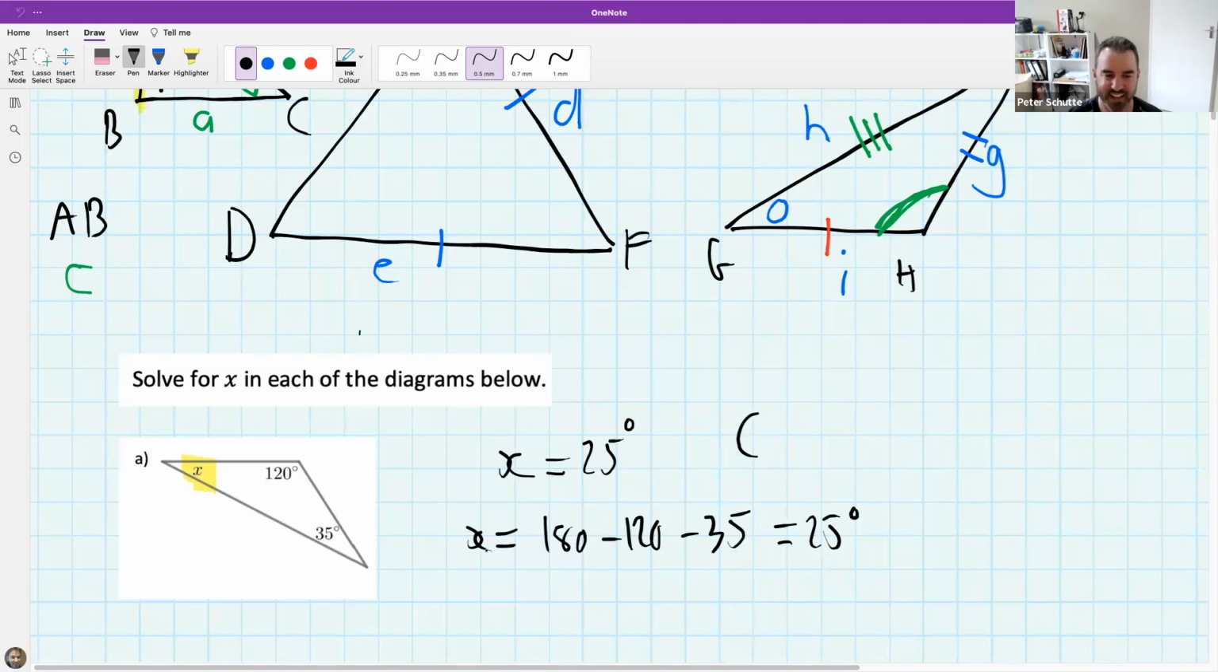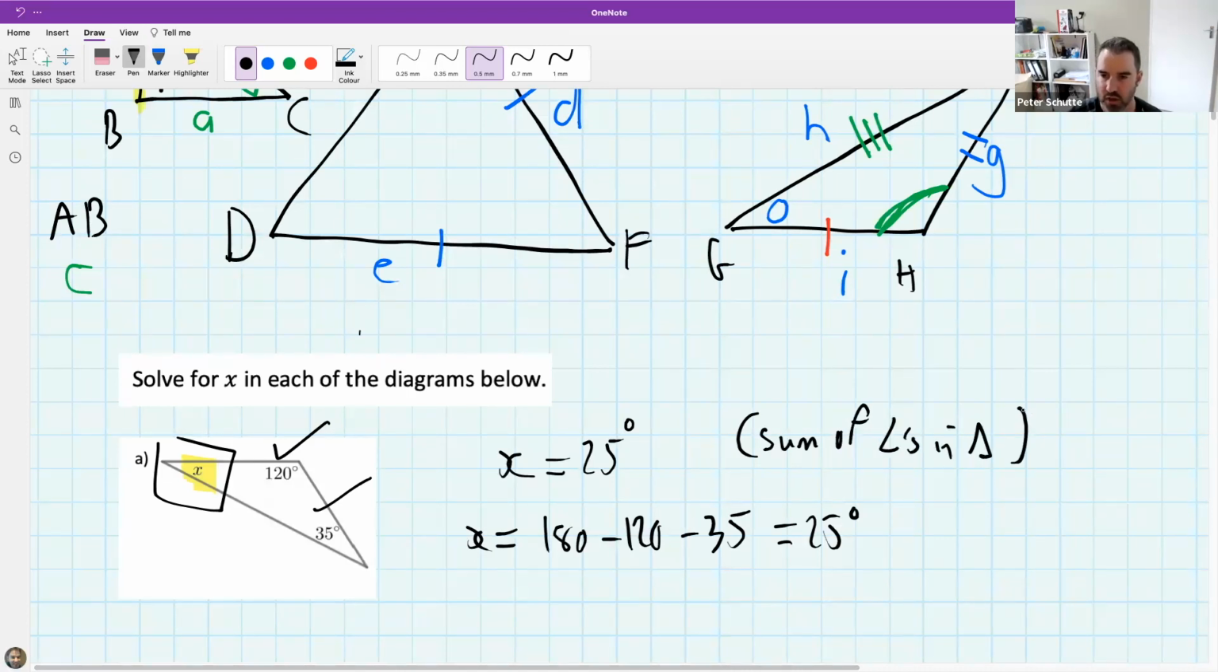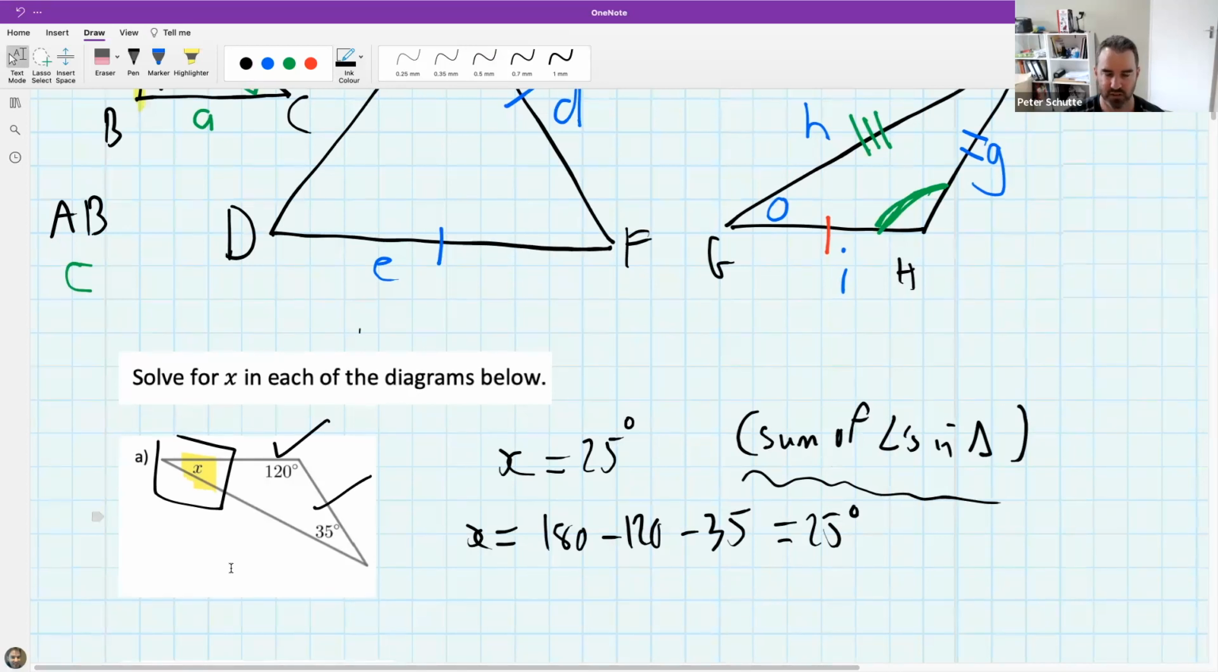Perfect. That is exactly it. So triangles will always add up to 180. And so if we know two angles, we automatically find the third. So well done, Segabatso. The other thing that we need to do in geometry is we always give a reason. Because we use the fact that the triangle adds up to 180, I say sum of angles in triangle. There are a couple of variations, but as long as you give some sort of reason justifying how you got that x was 25.